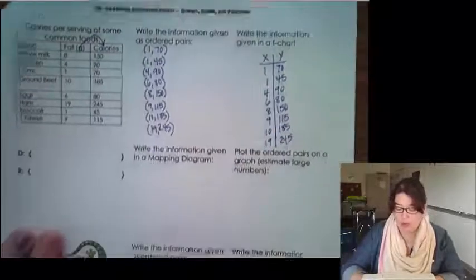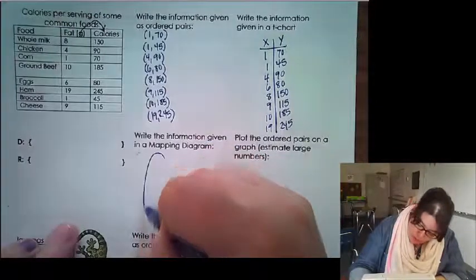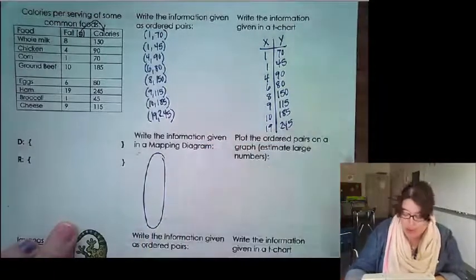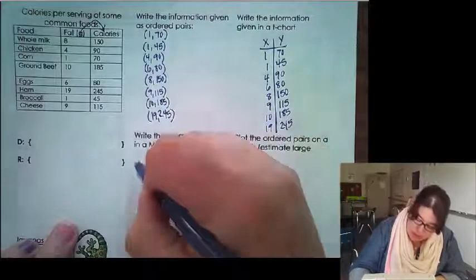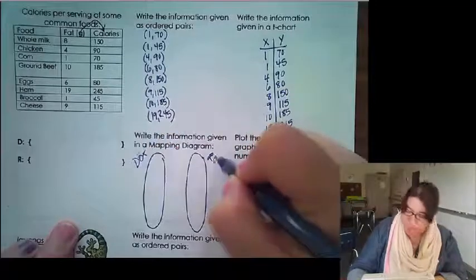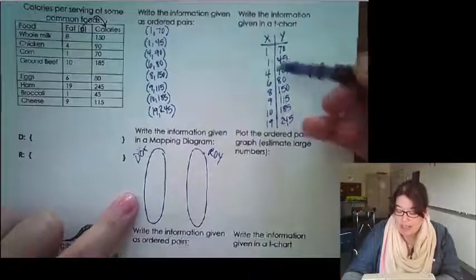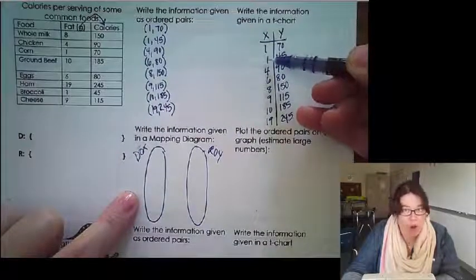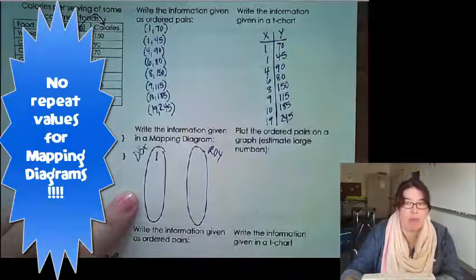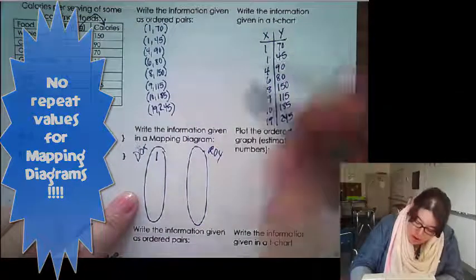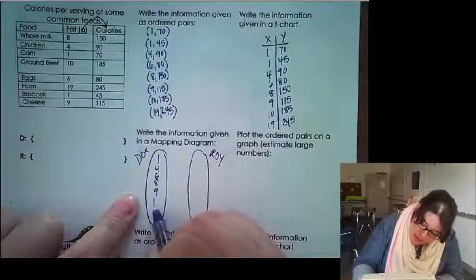Now we're going to go down to our mapping diagram, and this is where things get a little bit different. We have two ovals, one for our domain or our X values, one for our range, our Y values. The X values are already in order, but what I want you to pay attention to is, see how 1 happens 2 times? Well, I only have to put it in once for the mapping diagram, okay? I just need to make sure that every number is represented. So I have 1, 4, 6, 8, 9, 10, and 19.